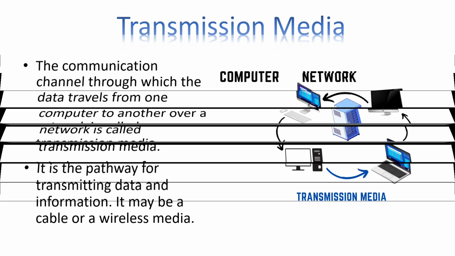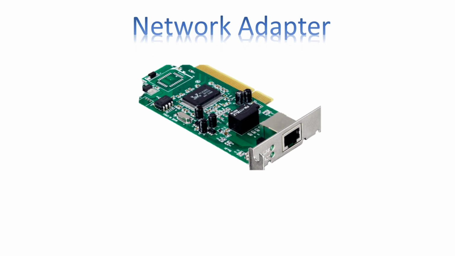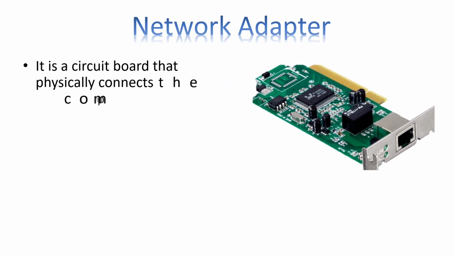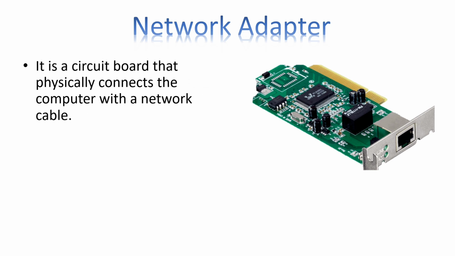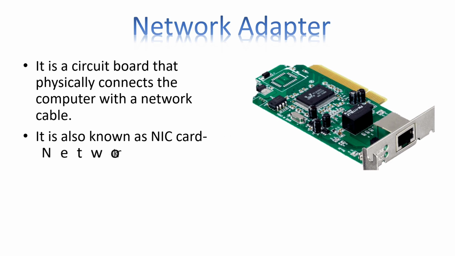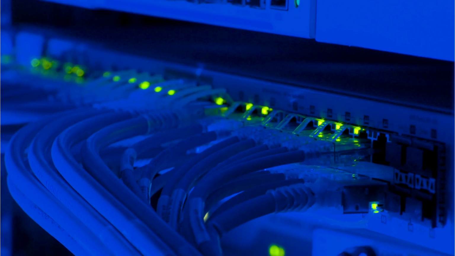And the next one is the network adapter. Actually, network adapter is the circuit board that physically connects the computer with the network cable. So the Ethernet cable or the internet cable is connected to the network adapter port, which is the circuit board that is attached to the motherboard, and it is one of the important components of the network that allows us to form a network. It is also known as the NIC card or the network interface card that allows us to connect the computer in the network and contribute in the communication between the computers in the network.